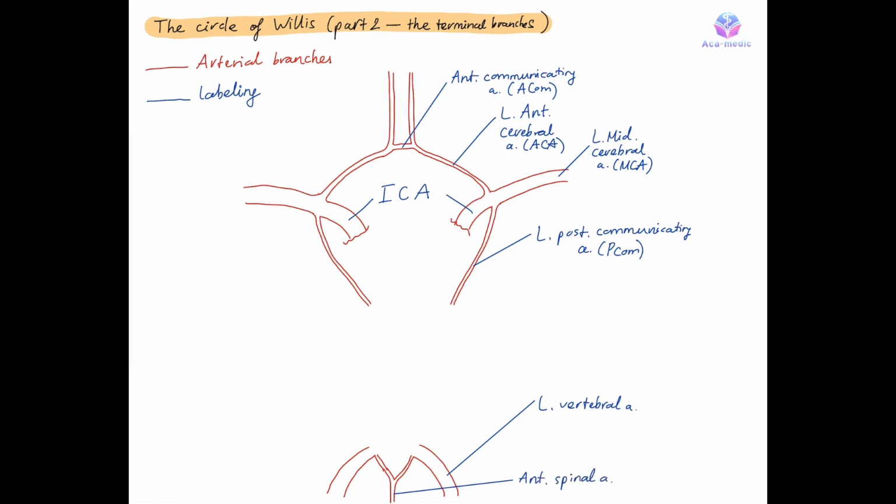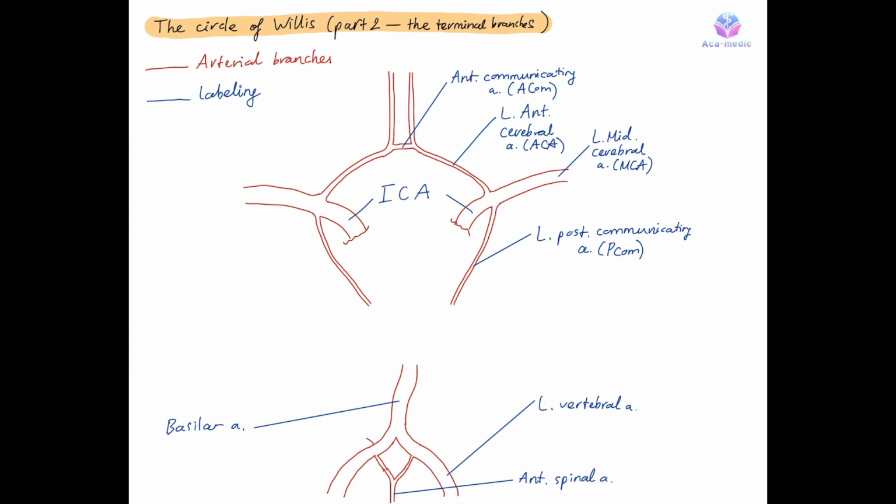All right, and then the vertebral arteries are going to go inside of the foramen magnum, and then they will immediately join up to form an artery. This artery, just like we have seen before, is called the basilar artery. Okay, the basilar artery.